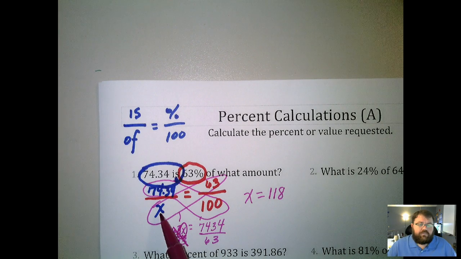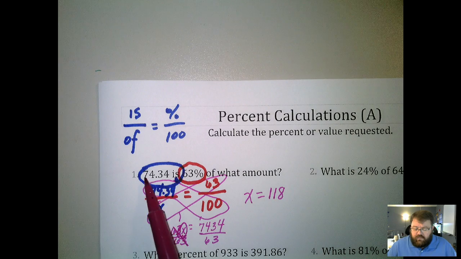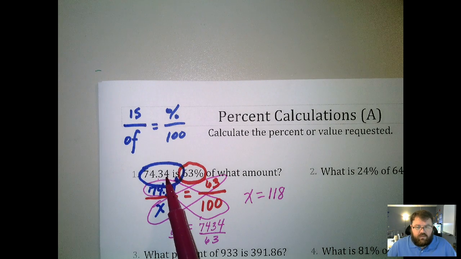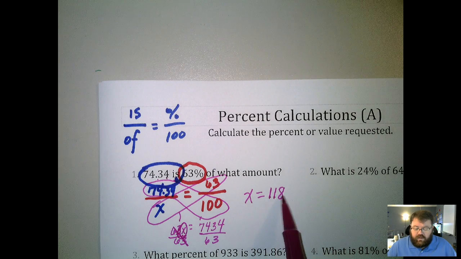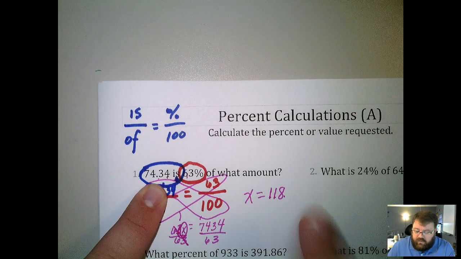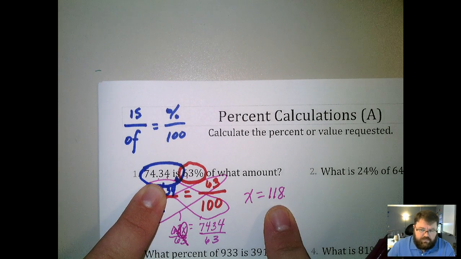Now, what this means, 74 and 34 hundredths in comparison to 118 is 63%. So this is 63% of this.